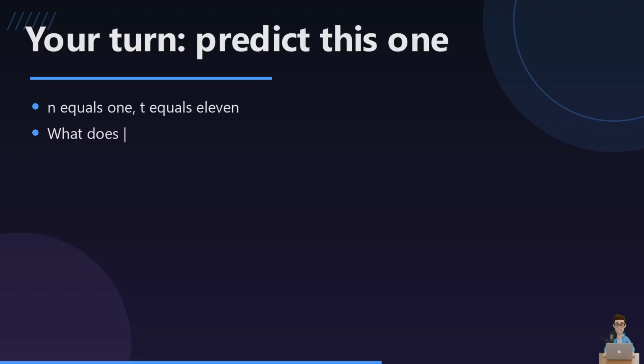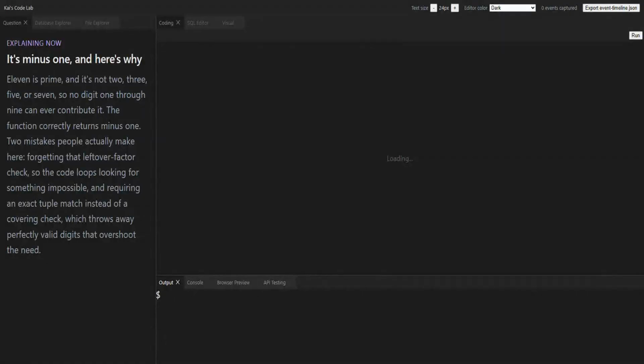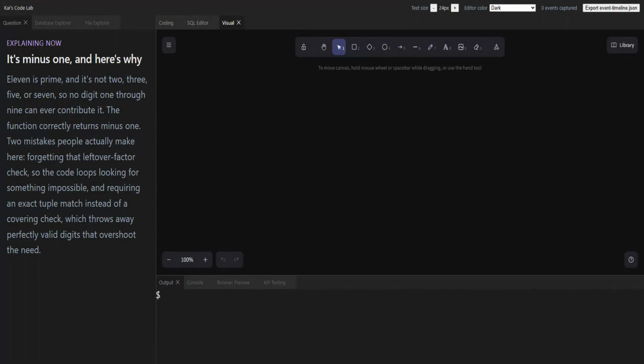Pause here. What does this function return for n equals 1, t equals 11? Drop your exact guess, the actual return string, in the comments before I show the answer on the next slide. 11 is prime and it's not 2, 3, 5 or 7, so no digit 1 through 9 can ever contribute it. The function correctly returns -1.